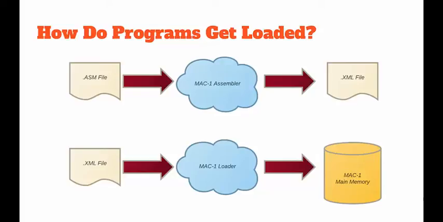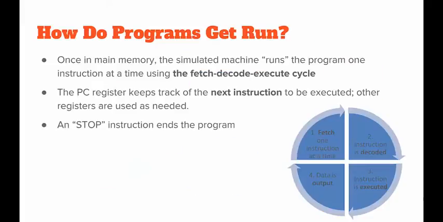Once the instructions are in main memory, they're ready to execute. So how do programs get run? Well, they get run a lot like your programs that you may have done in C++ or Java get run, using something called the fetch, decode, and execute cycle. We fetch an instruction, we decode it, and we execute it.